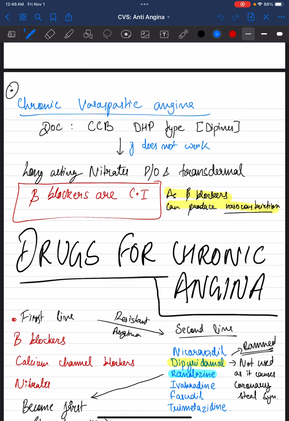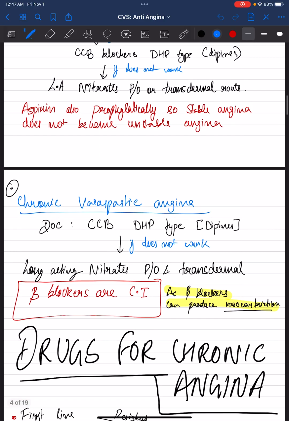In chronic vasospastic angina, the first choice is calcium channel blockers, DHP type, the dipines, and if they do not work, we give long-acting nitrates orally or transdermally. So the drugs used in the management are the same for chronic vasospastic angina and chronic stable angina.